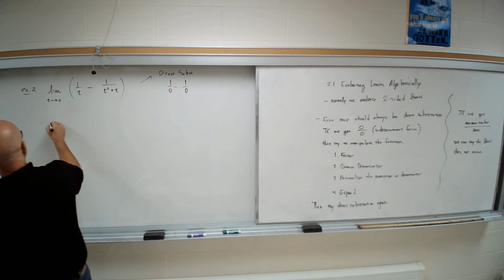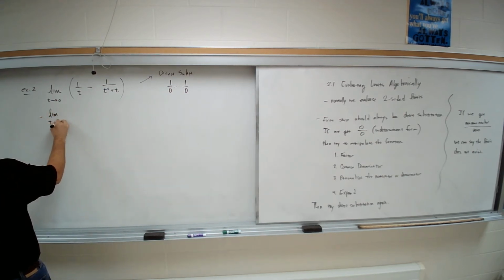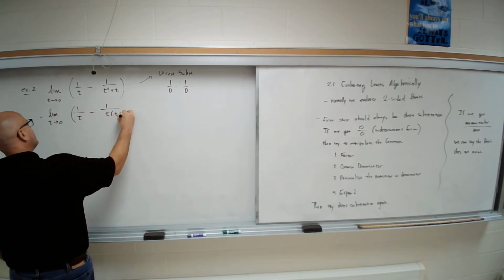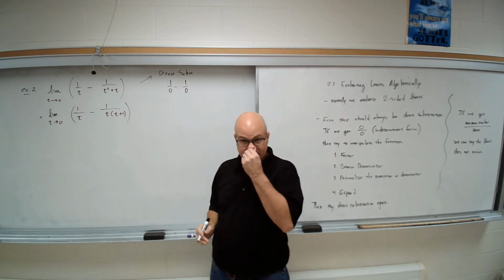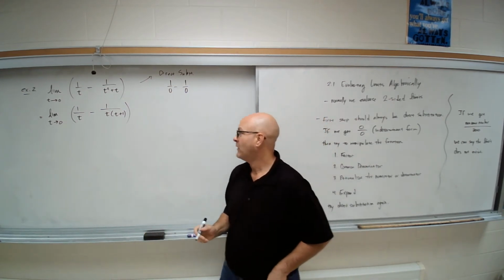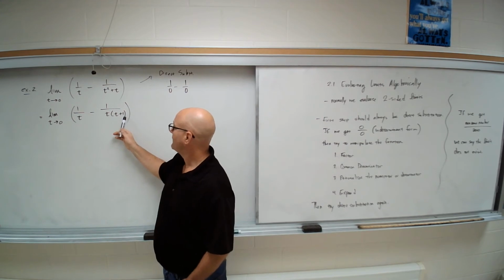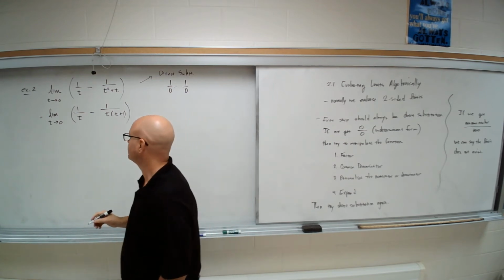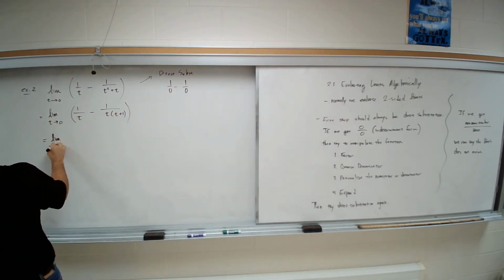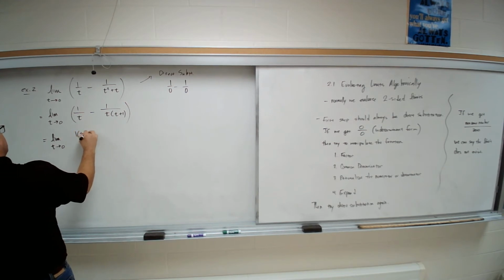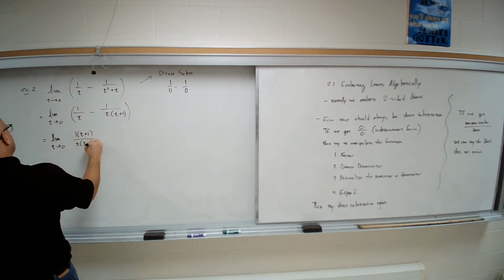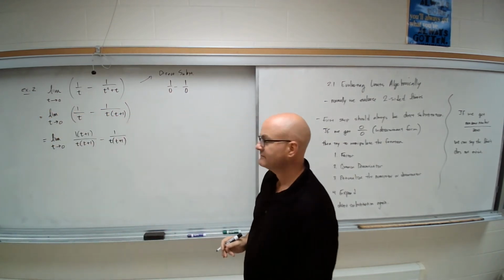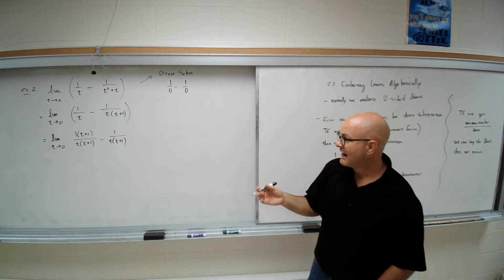To do that, we'll write the limit as t approaches 0 of 1 over t minus 1 over t times t plus 1, because it is factored there. Once we've done that, we will get a common denominator, which will be t times t plus 1. So 1 over t, times t plus 1 over t plus 1, minus 1 over t times t plus 1. It's kind of a mouthful, right? So we have this.